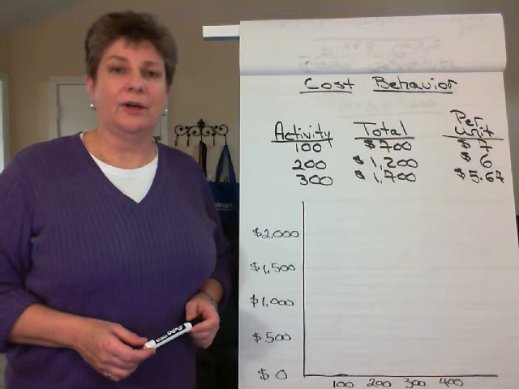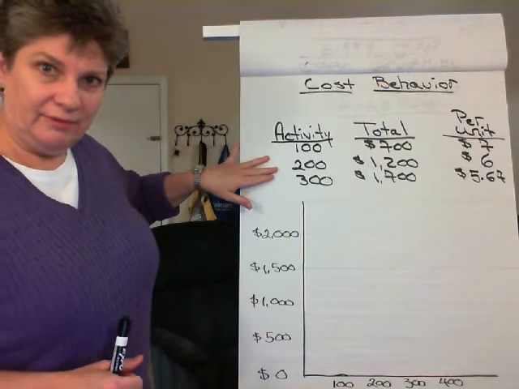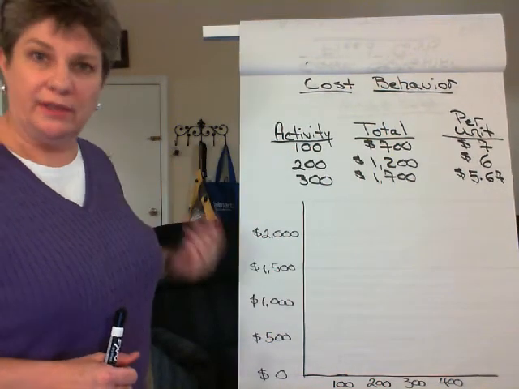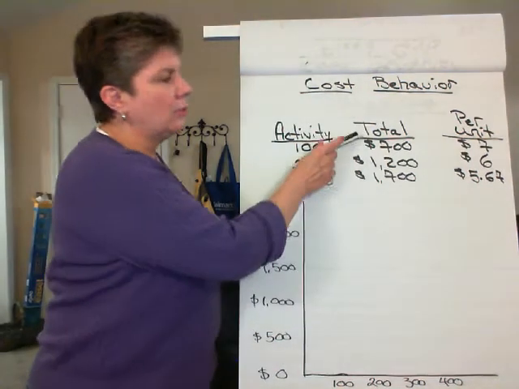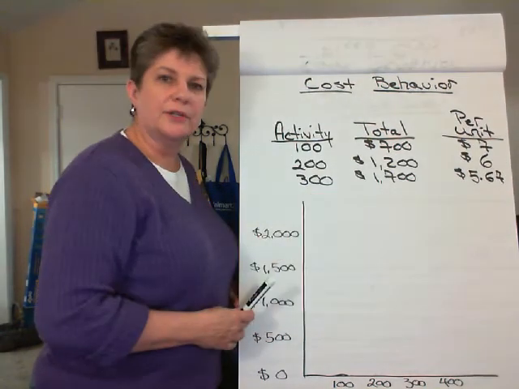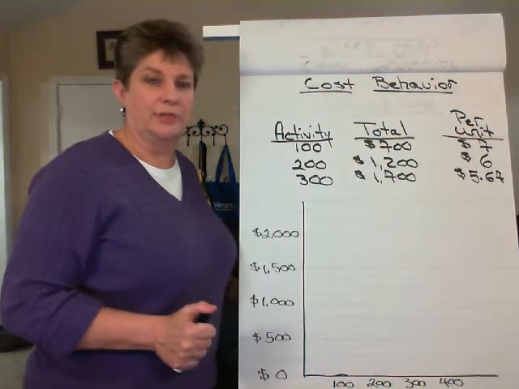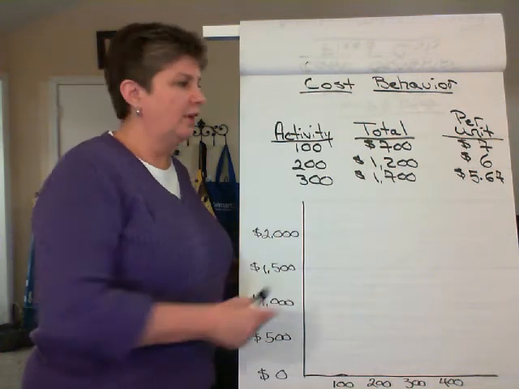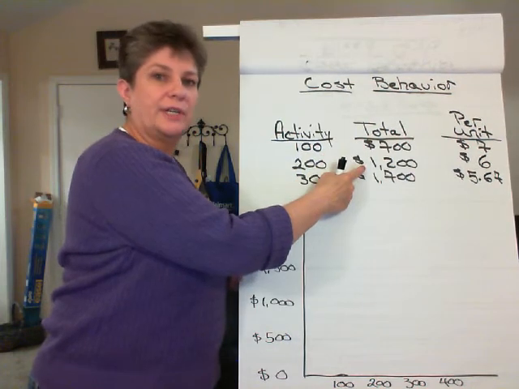Managerial accounting, cost behavior. Now, let's look at this set of data for cost behavior. Notice we've got the same three levels of activity that we've been dealing with when we looked at variable cost and fixed cost. But look at the total cost column that we're given. At 100 units, our total cost is $700. But at 200 units, our total cost is $1,400. Now, if this were a purely variable cost, this total would have doubled from $700 to $1,400.